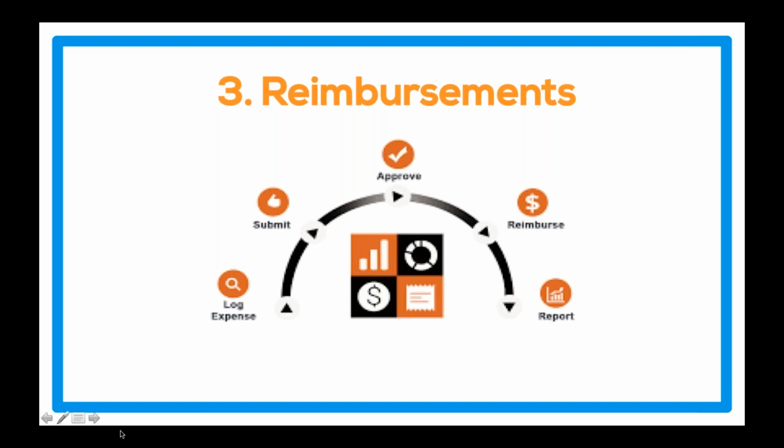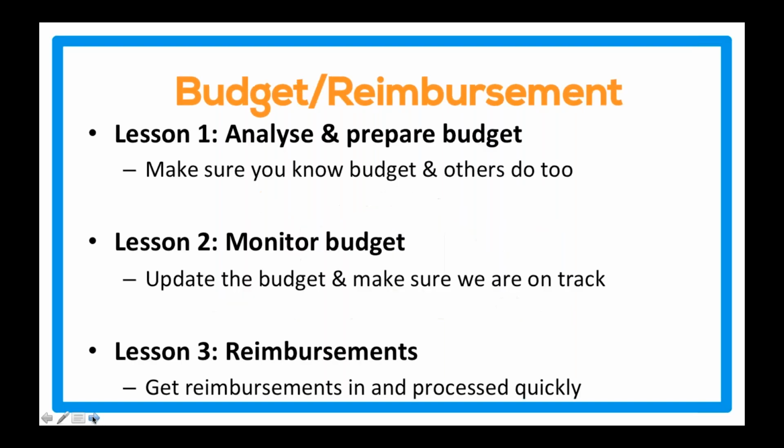So, to conclude, what are the three main areas that we need to concentrate on in finance, with budget and reimbursement? Lesson 1, analyze and prepare the budget. Make sure you know the budget and that others do too. Don't let anyone, like marketing or events, turn around and say, I have no idea how much budget I have. Tell them exactly how much you have in the budget so that they know what to work within.